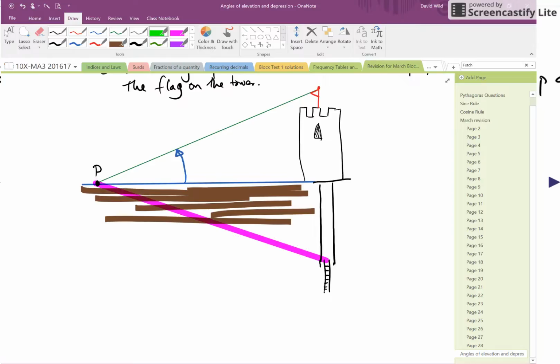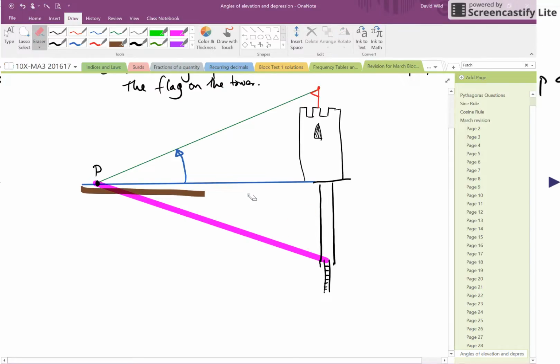If we're basically going down, I'm just going to get rid of all this mud down here. Then this angle is called an angle of depression. So this is the angle of elevation. And if we're going down, this is the angle of depression. And we could measure that in a similar way.